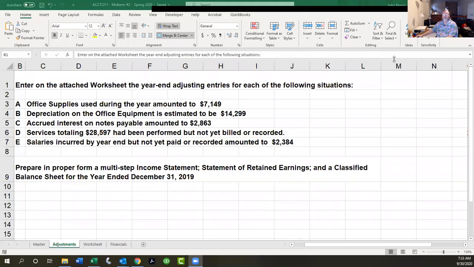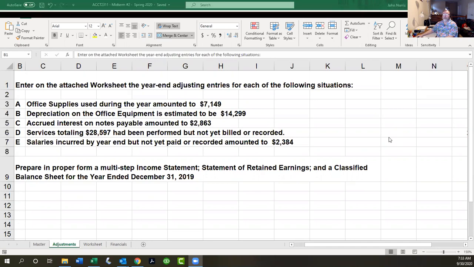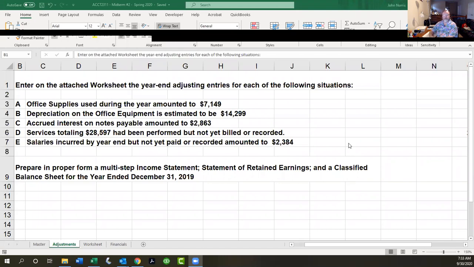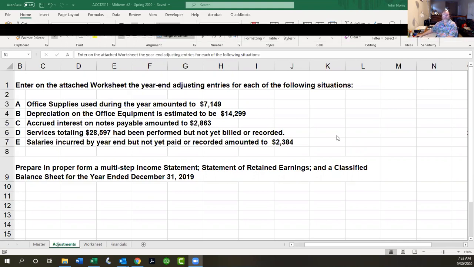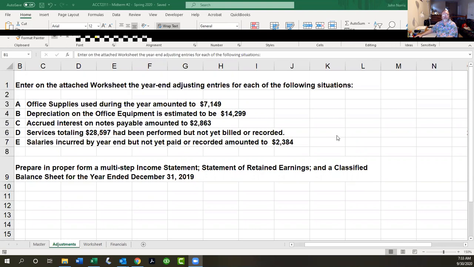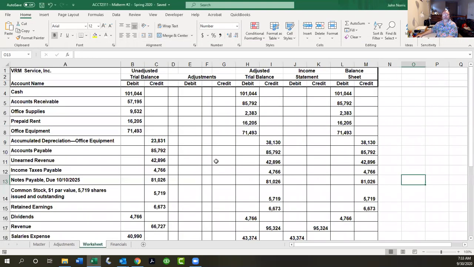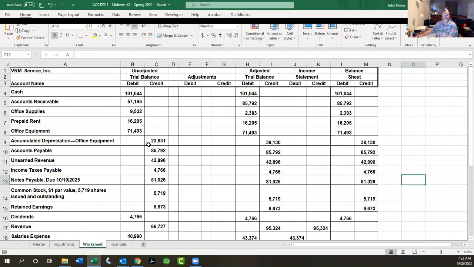So this is the midterm from spring of 2020. And it consists of 3 tabs. One is the adjustments. There are 5 adjustments to be made. There is an accountant's worksheet with the unadjusted trial balance on it.